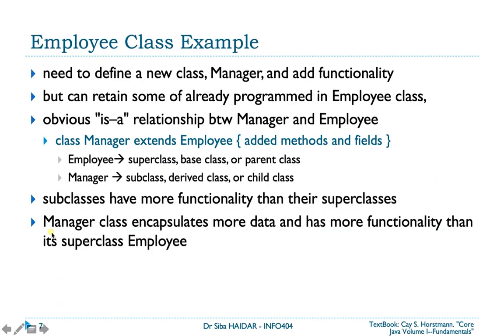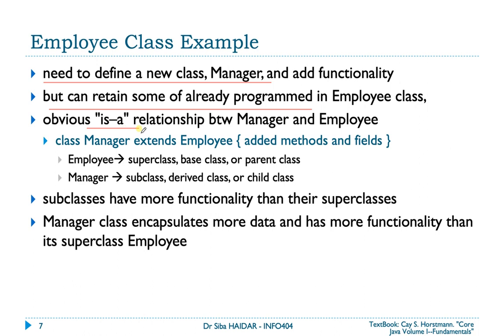Let's go back to our example and read the addition to this example. Now we discovered that we need to add a new class, the Manager class, and add some functionality to this specific employee type. We can retain some of what is already programmed in the class Employee because there is an obvious relationship between Manager and Employee. What does this mean? This means this is an inheritance.